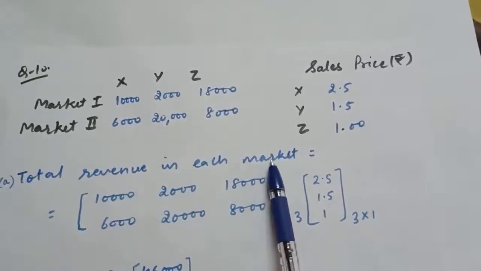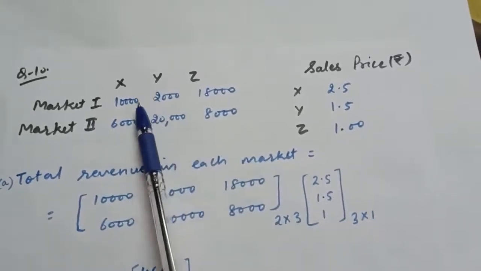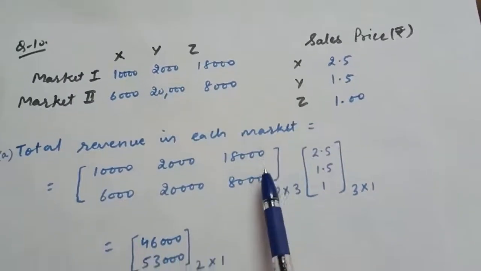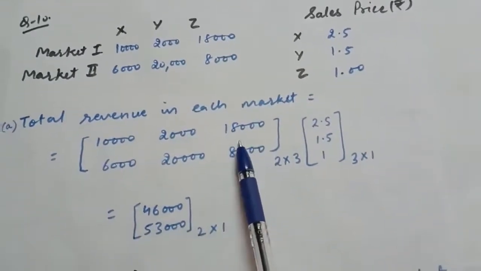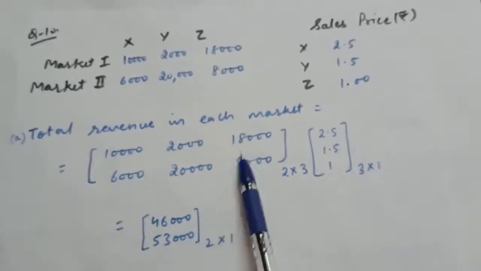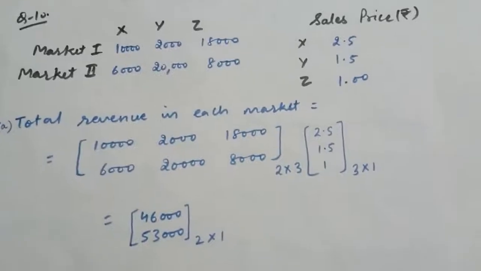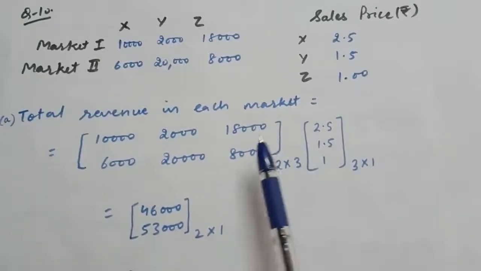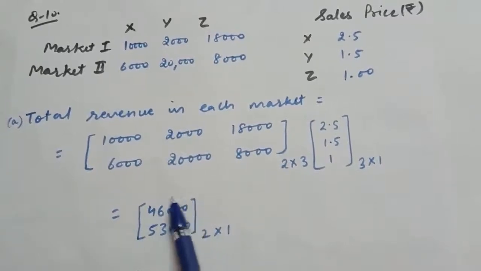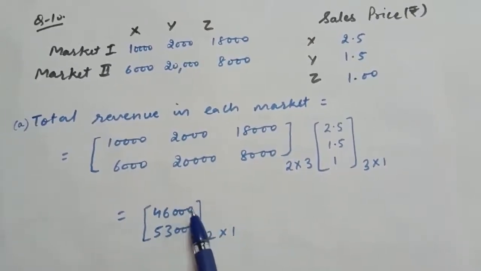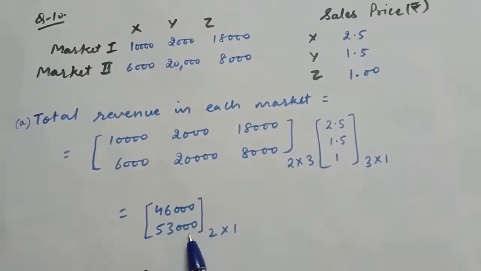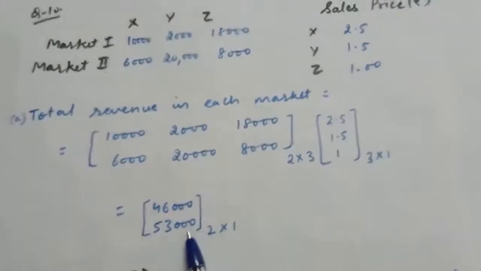So for the total revenue we have to multiply the number of products sold with the price. So making the matrix of 2 cross 3 order of the annual sales and this column matrix of the prices. Multiply these two matrices, so you will get 46,000 is the total revenue in market first and 53,000 is the total revenue in the second market.